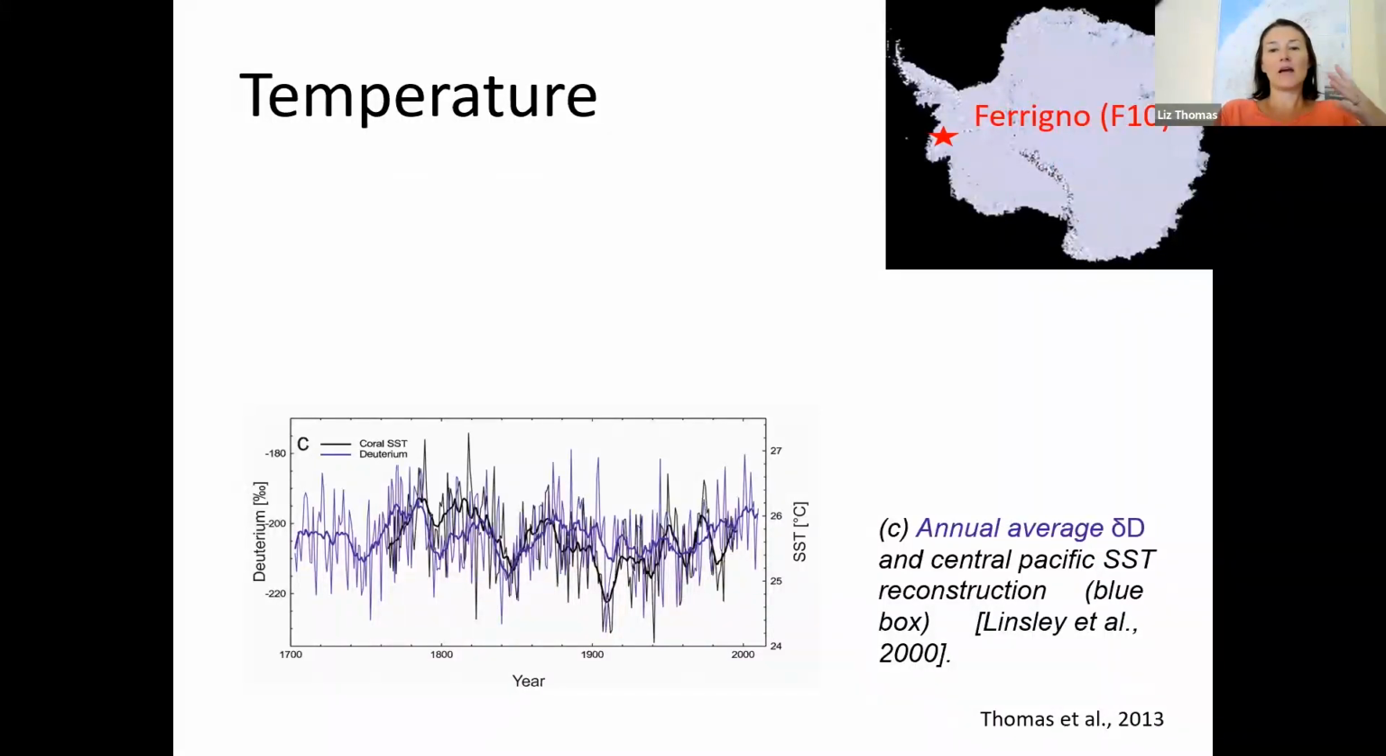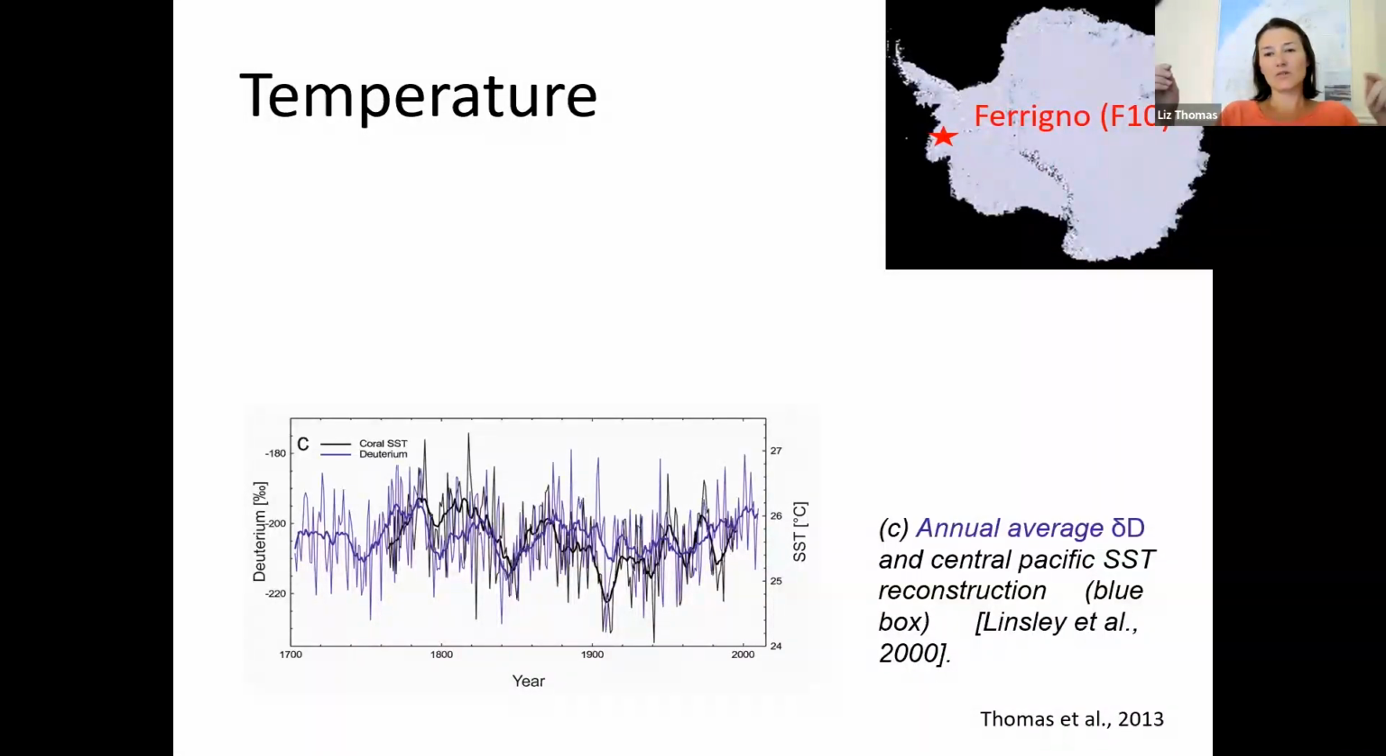And so what we're doing here, I'm showing you in the bottom plot, we've got the deuterium. This is the stable water isotope record from this Foligno ice core. And this was drilled, and it's dated and goes back to 1703. So it captures a really lovely 300-year record of climate variability. So we're looking here just at the isotope variability.